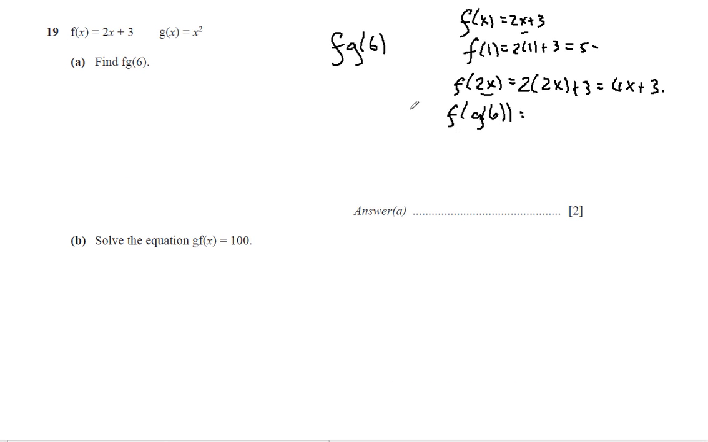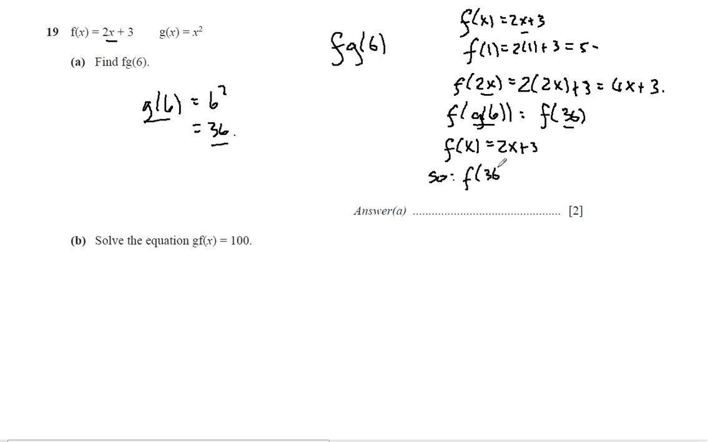g of 6 is going to be 6 squared, which is 36. So f of g of 6 is the same as saying f of 36, because 36 is the same as g of 6. So take 36 and substitute it into f of x. Wherever you see an x in f of x, you put 36. f of x is equal to 2x plus 3, so f of 36 is 2 times 36 plus 3, which is 72 plus 3, which is 75. Okay, cool.